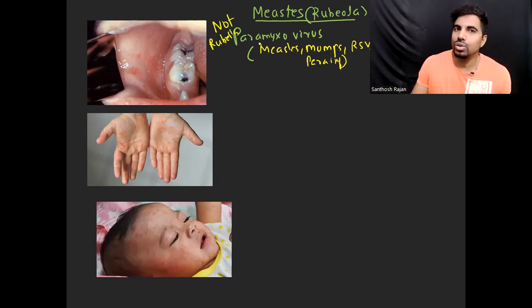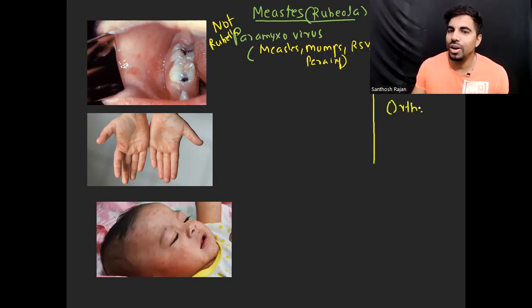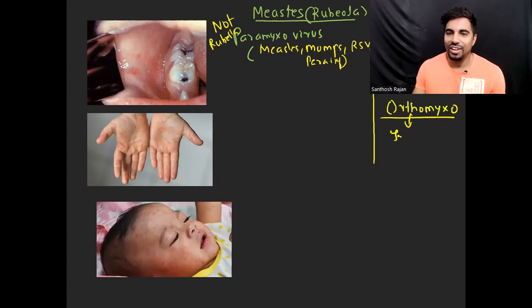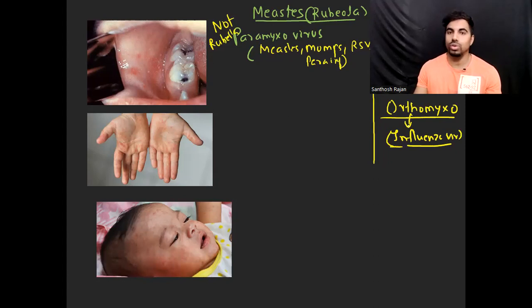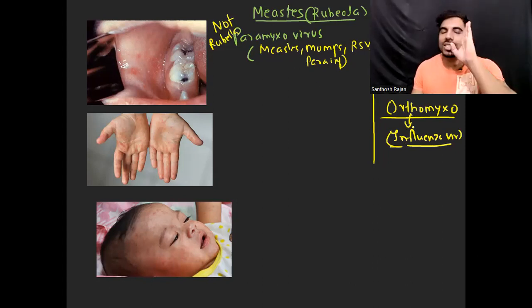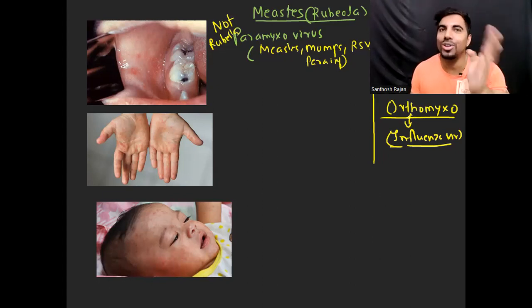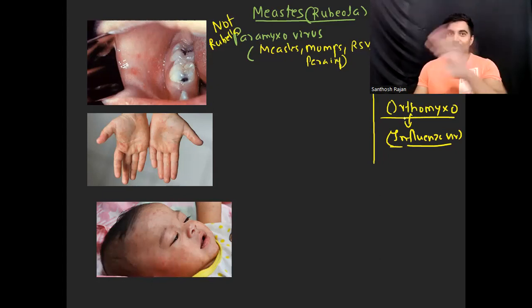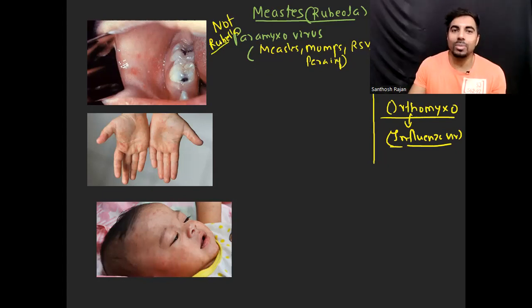And besides paramyxo, we also have orthomyxo. In orthomyxovirus, you remember, only the influenza virus will come. Influenza is for ortho guys. If the question asks, influenza is the exception, so rule it out. Rubella is in the toga group, which also does not come here. Okay, so just remember this one point.